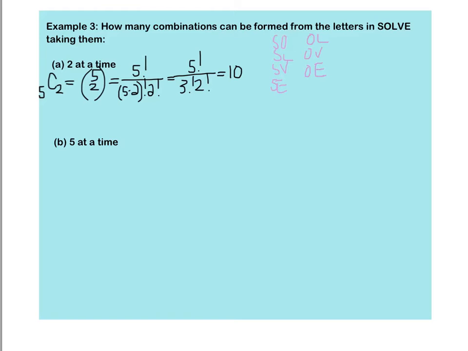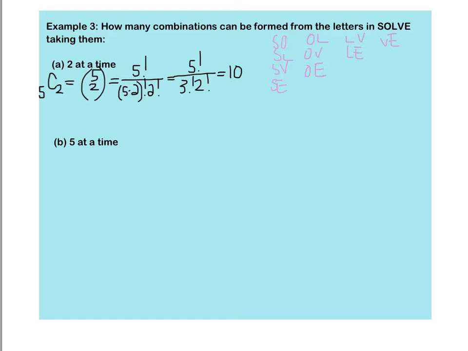Then we'll group L with everything. So it's already been grouped with O and S. So now we'll group L with V and L with E. And then finally we can group V with E. So those are the 10 different combinations. Again, order doesn't matter, so we're not going to double count SO and OS, for example.